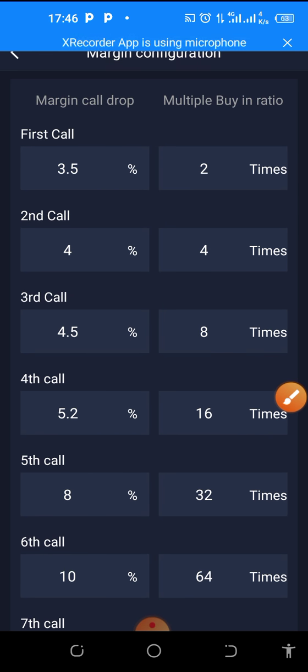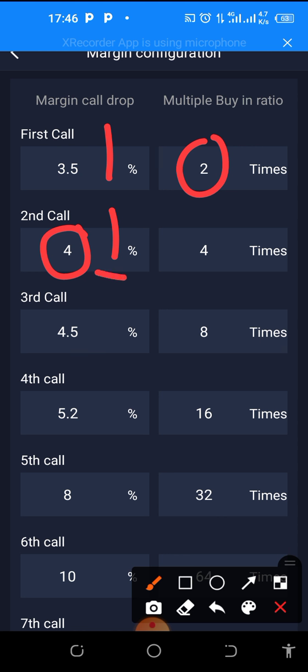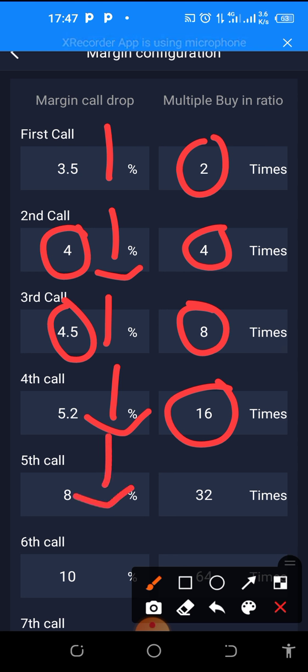As we're seeing here, by the default setting, once the market drops by 3.5% from the entry point, it buys two times. Once it drops here by 4%, it buys four times. I want you to notice something here. At every drop, once it drops 4.5%, it buys 8 times. It's always doubling the initial buy. Once it drops here, it buys 16 times. Once it drops here, it buys 32 times. Further, it buys 64 times. Further, it buys 128 times.